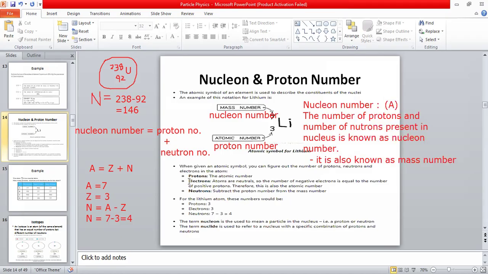So proton number is also called atomic number. Electrons are the same as protons, and neutrons are simply found by subtracting the proton number from the mass number. Mass number is also called nucleon number. So this word nucleon also refers to mass number. Atomic number refers to proton number, and subtracting both of them, we get the number of neutrons. Any problem to any kid? Shall I move on?